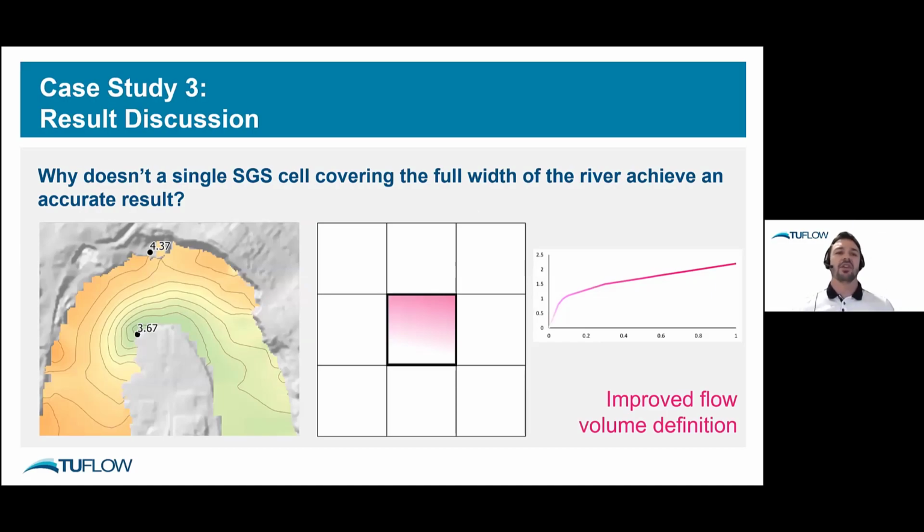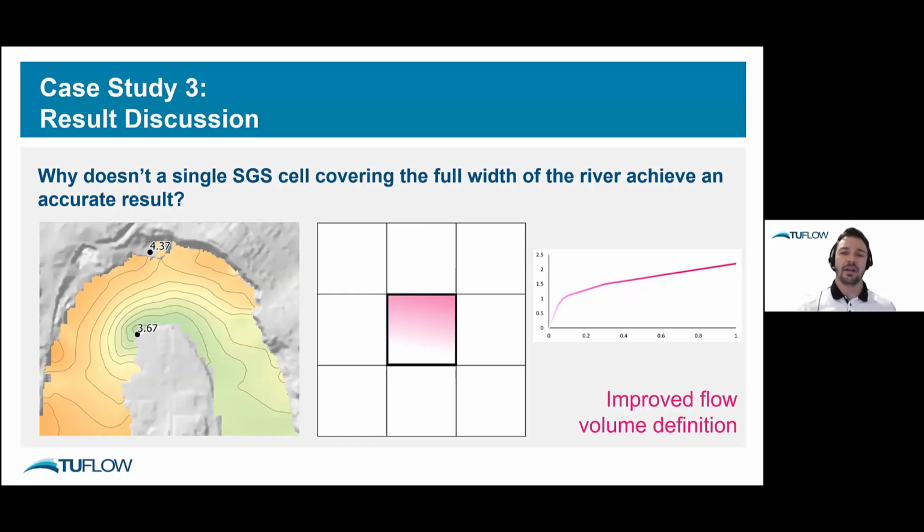I have to ask the question though, why doesn't a single SGS cell covering the full width of the river channel achieve an accurate result? I've got the results mapped there on the left with just 2 calibration marks shown on the inside and the outside of the bend. You can see there's around 0.6 of a meter difference between the water level at the inside of the bend and the outside. And that's due entirely, I guess, to the momentum of the water moving around the bend and loading up on the outside there.